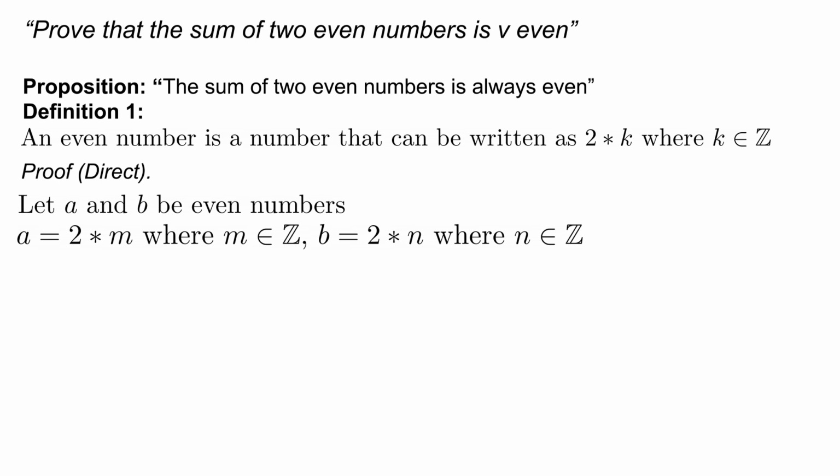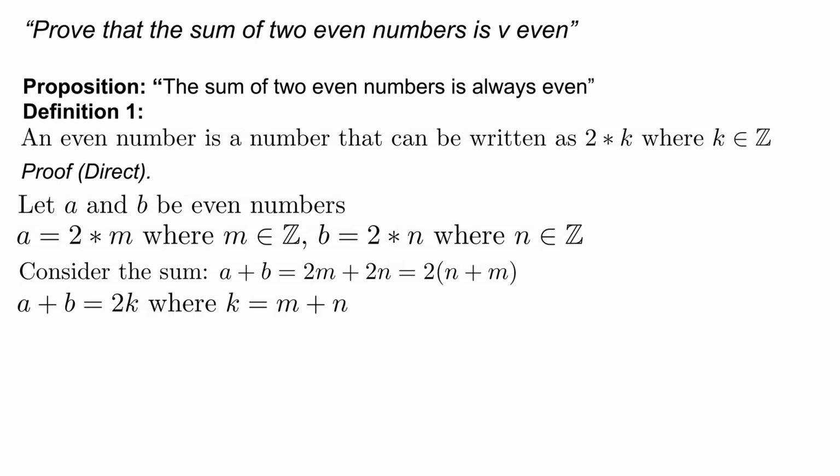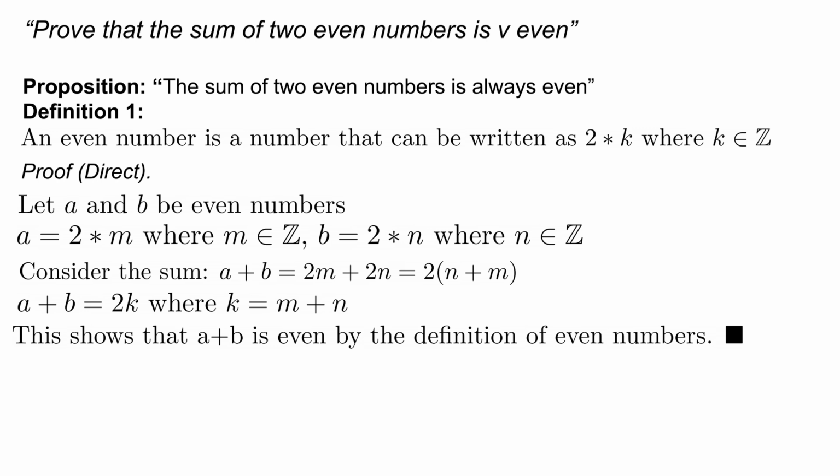In the next step, let's consider the sum of these two variables. a + b = 2m + 2n. And this can be written as 2(m + n). This step is following logically from the previous step. Since n + m is an integer, because an integer plus an integer is an integer, we can write a + b = 2k, where k = n + m. This step is using a theorem and following logically from the previous step. Since a + b = 2k is an even number by definition, I can conclude with this statement: this shows that a + b is even by the definition of even numbers.